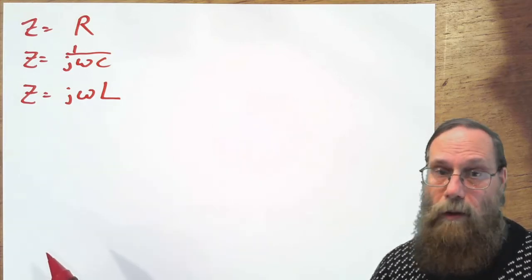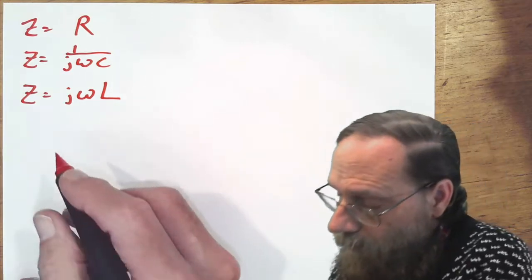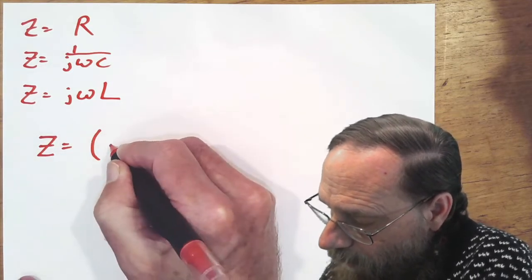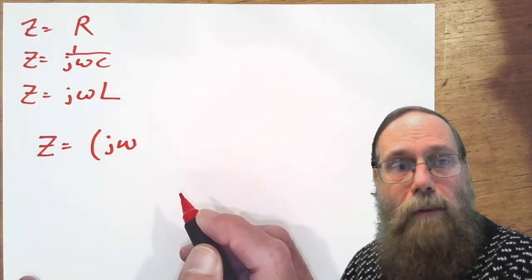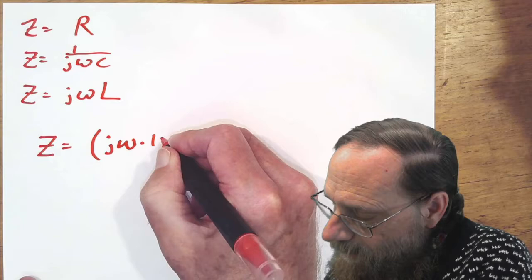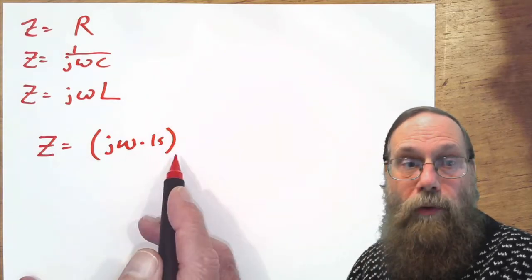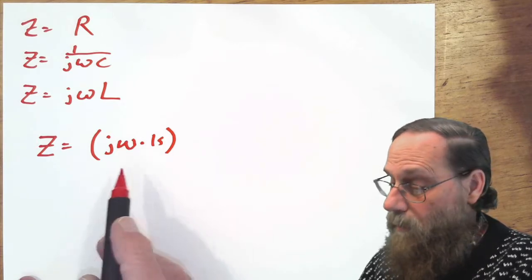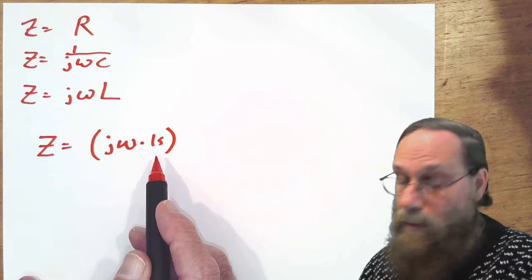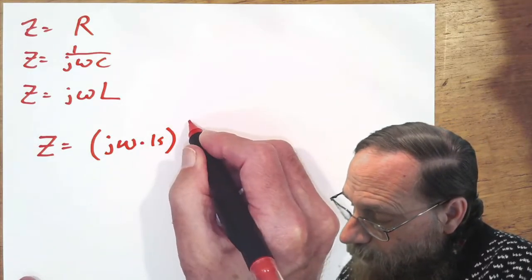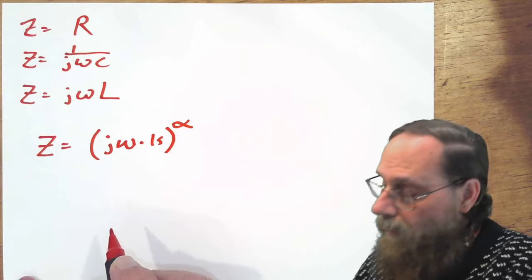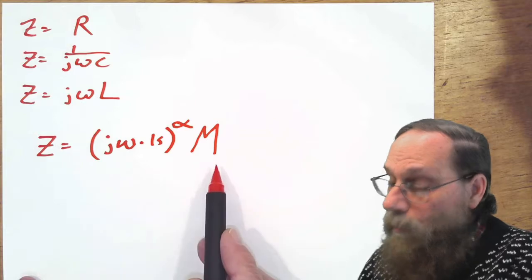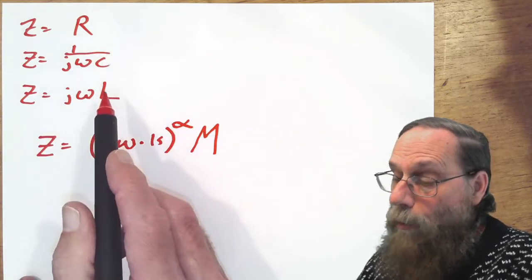All three of these can be generalized to a single formula. And that is Z equals, and now we're going to put the j omega, and I'm going to multiply it by 1 second to make this number unitless, because omega is in radians per second, which is units just inverse seconds. So multiplying by 1 second makes this thing unitless. And now I can raise it to a power, say alpha, and I can multiply by a parameter, let's say M. This formula incorporates all three of these.